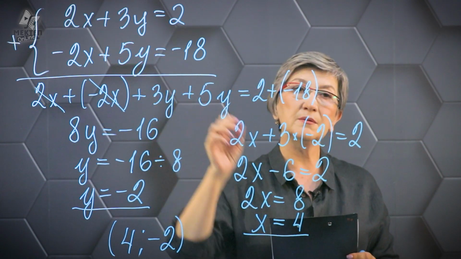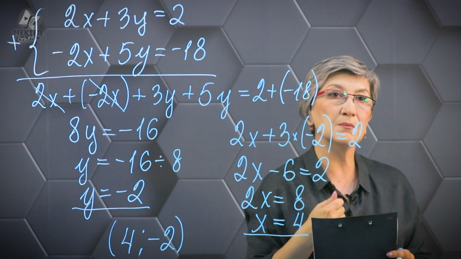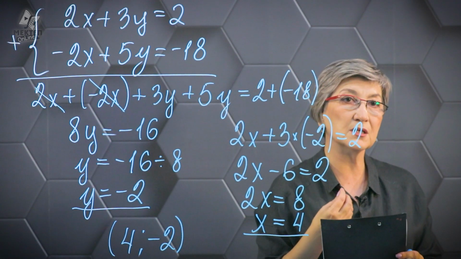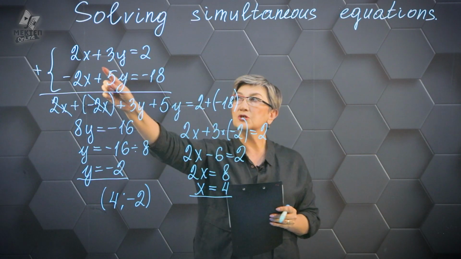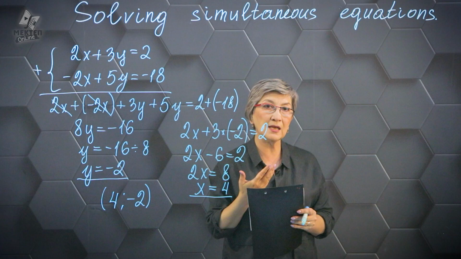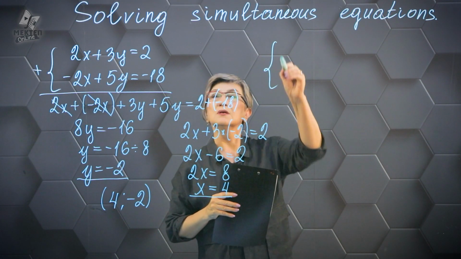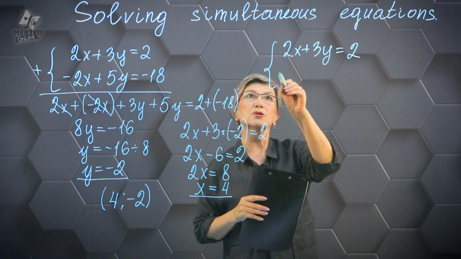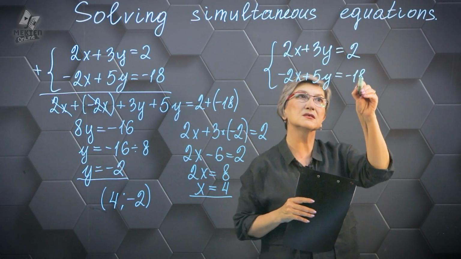We solved this system using the addition method, but I can solve this system by substitution. I'm going to show you how to solve this system by substitution. Why? So that you can see that the addition method is a much easier and more convenient and rational way to solve the system. I'll write down this system again. 2x plus 3y equals 2. And the second equation, minus 2x plus 5y equals minus 18.